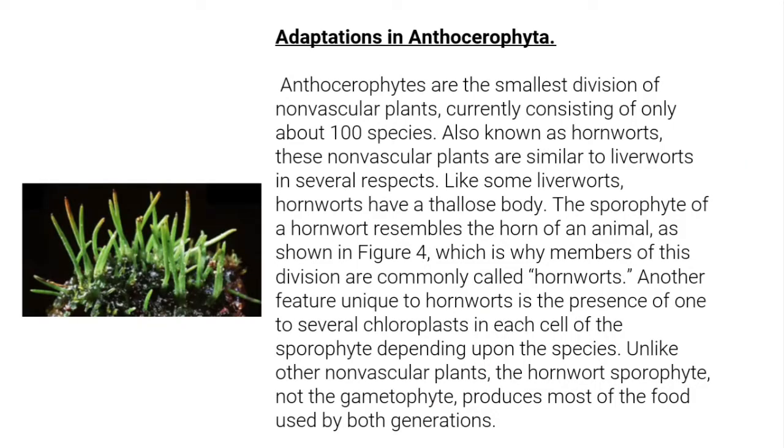Adaptations in Anthocerophyta. Anthocerophytes are the smallest division of non-vascular plants, currently consisting of only about 100 species. Also known as hornworts, these non-vascular plants are similar to liverworts in several respects. Like some liverworts, hornworts have a thallose body. The sporophyte of a hornwort resembles the horn of an animal as shown in Figure 4, which is why members of these divisions are commonly called hornworts.